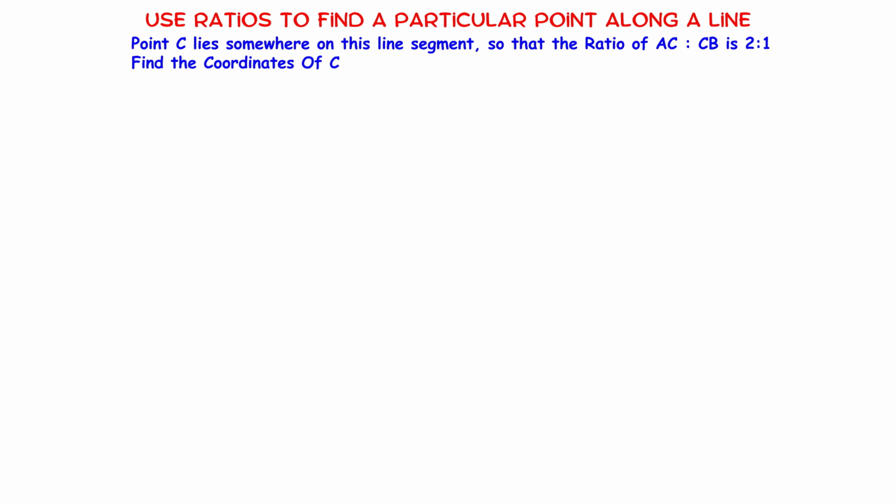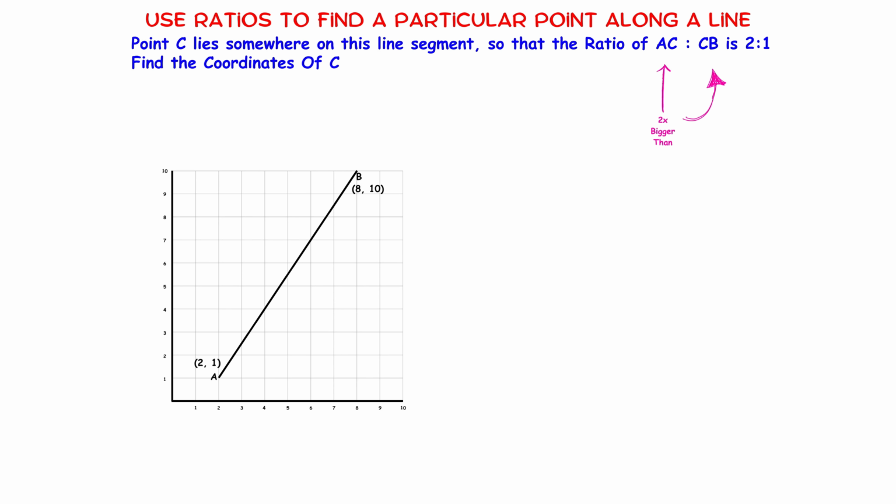In this video, we're going to look at how we can use ratios to find the coordinates of an unknown point along a line. For example, imagine that we had this graph here with a line segment between A at 2, 1 and B at 8, 10, and then separately we were told that an unknown point C lies somewhere along the line segment, so that the ratio of AC to CB is 2 to 1. How would we find the coordinates of point C?